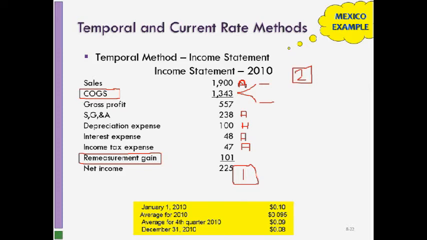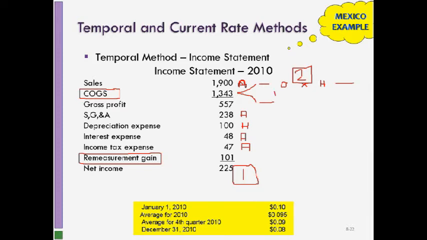Here's our cost of goods sold. Beginning inventory is 0, so we don't have to, and that's normally multiplied by the historical cost. So we've got nothing here. Nothing. What about purchases during the period?